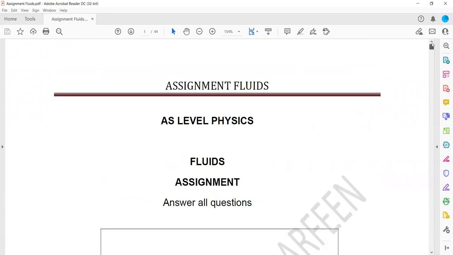So these are some questions related to the topic of fluids. Next session we'll do more questions related to this.